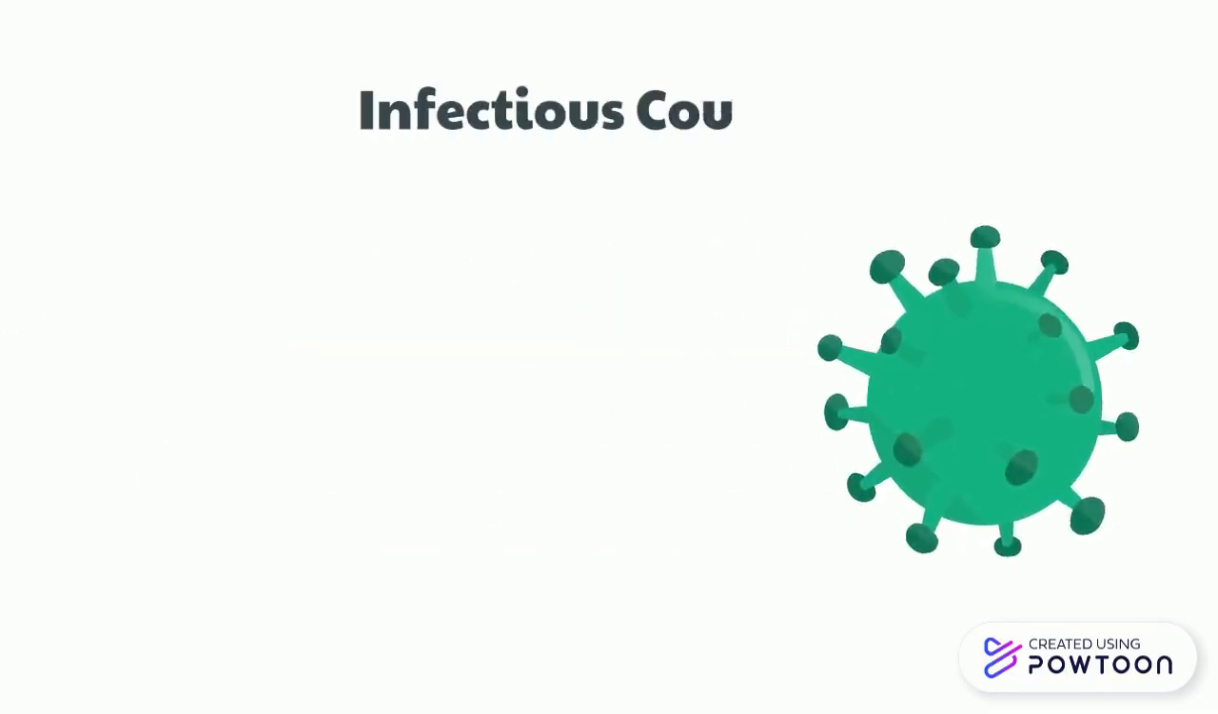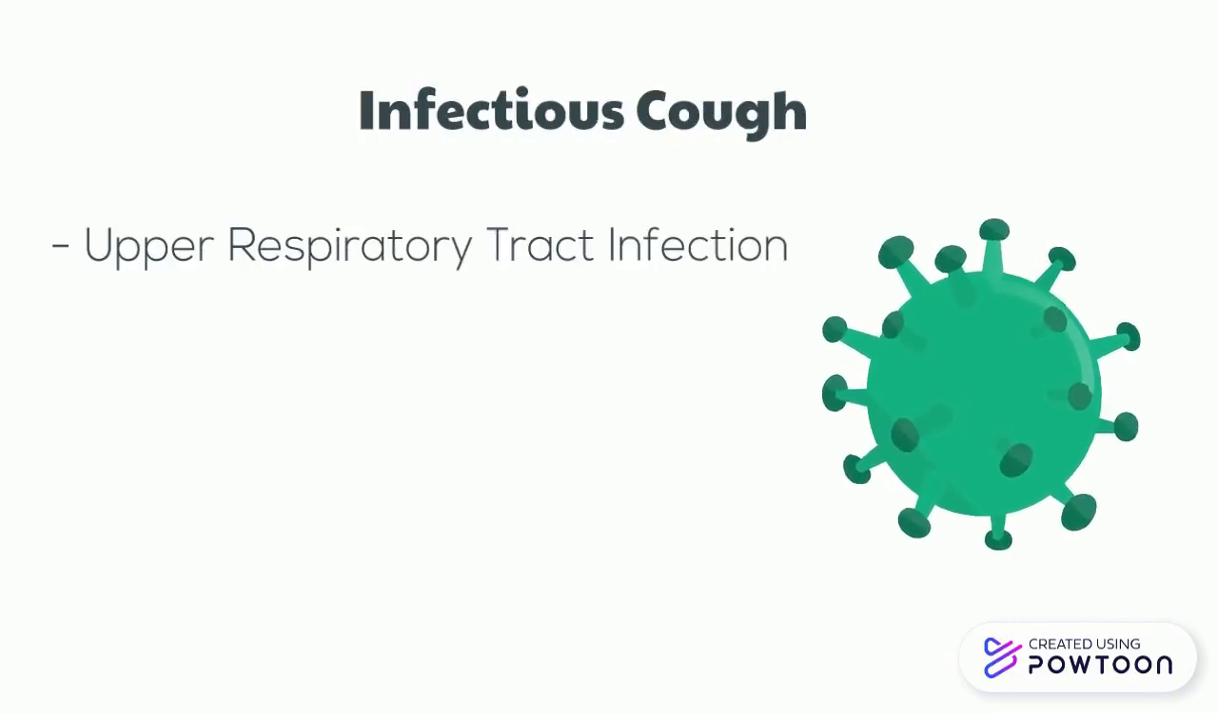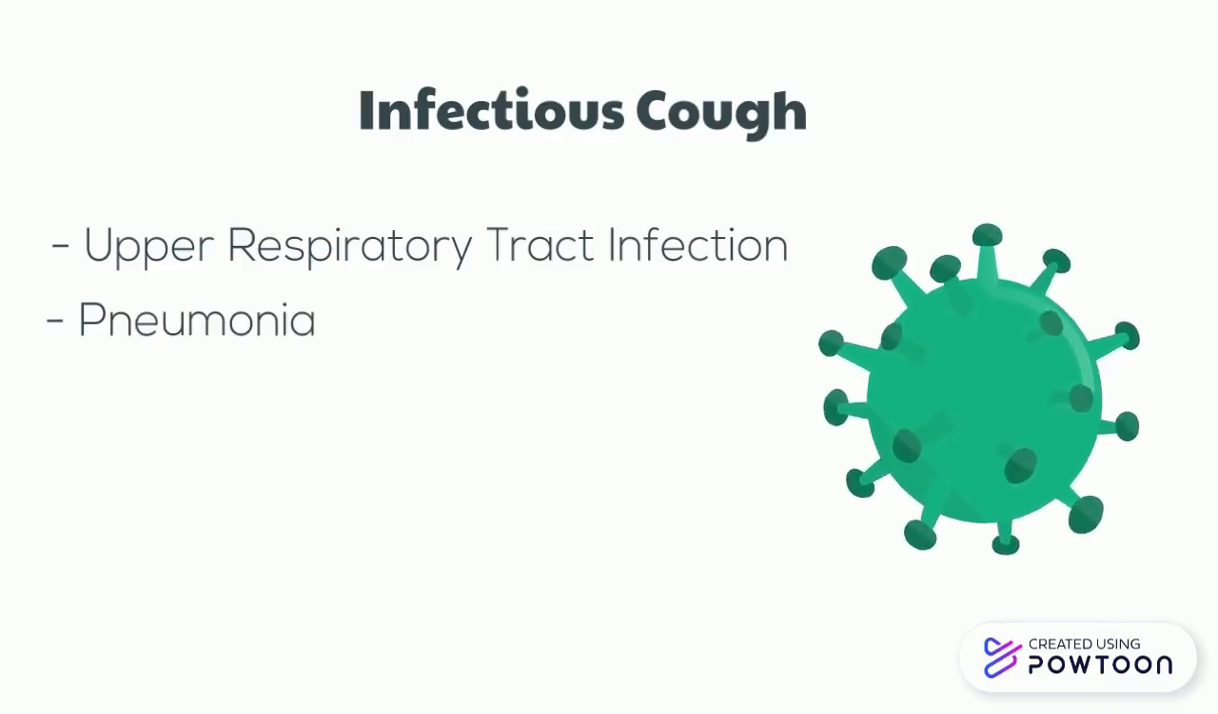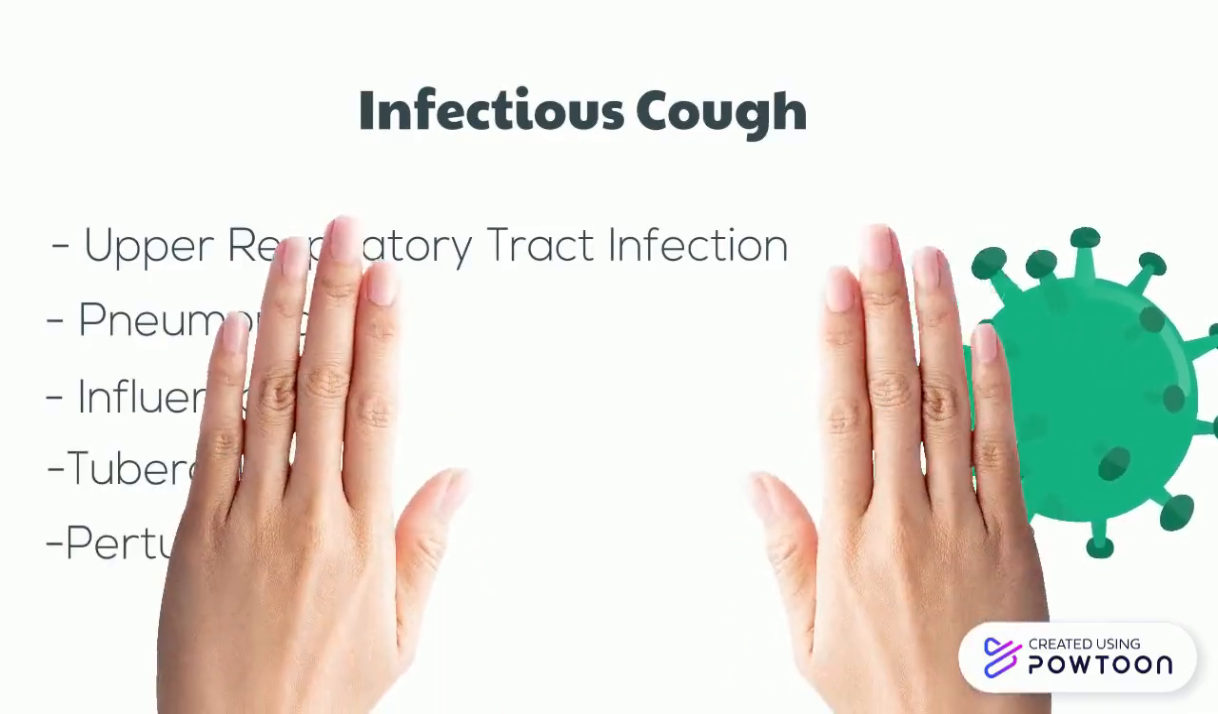Infectious cough is an example, and it can be either upper respiratory tract infection, which is the most common cause and presents as a common cold, or it can be pneumonia, which is the most common cause of acute cough, or it can be influenza, tuberculosis, or pertussis, which is the whooping cough.